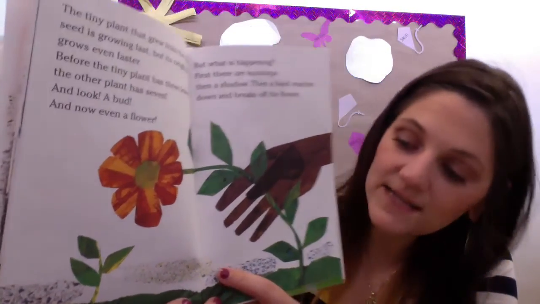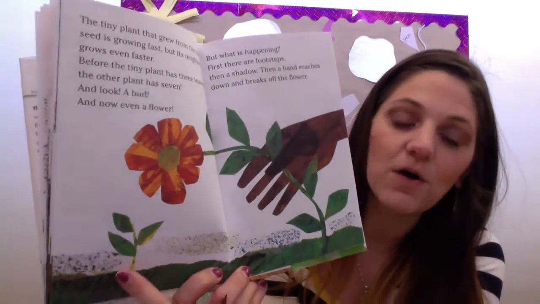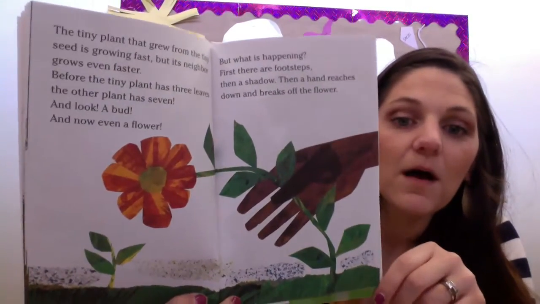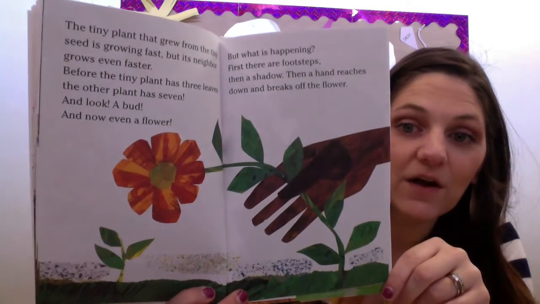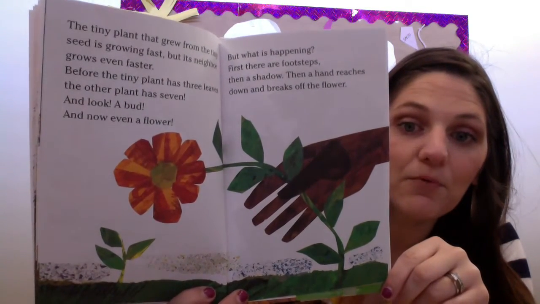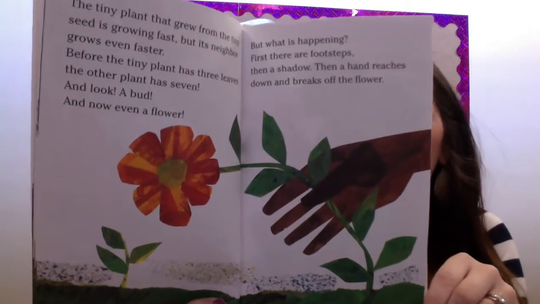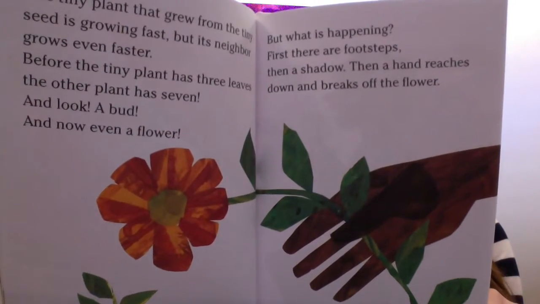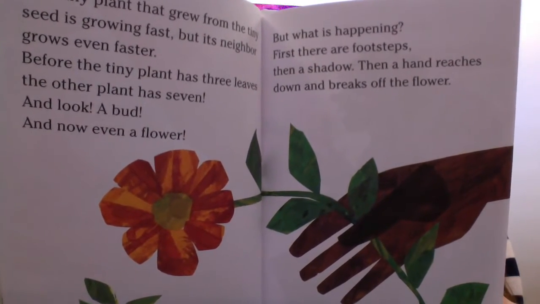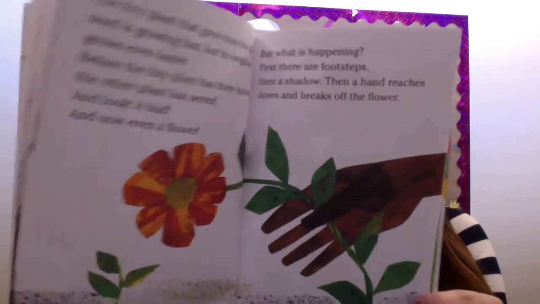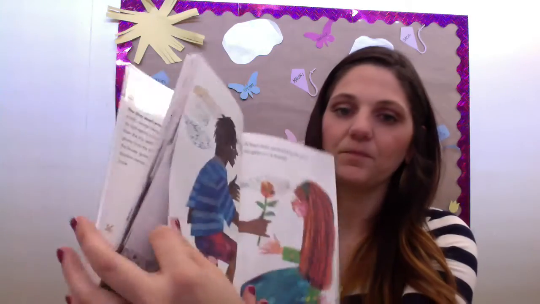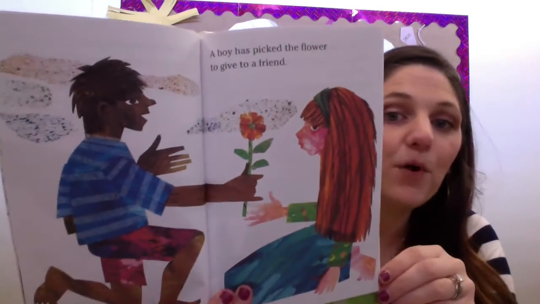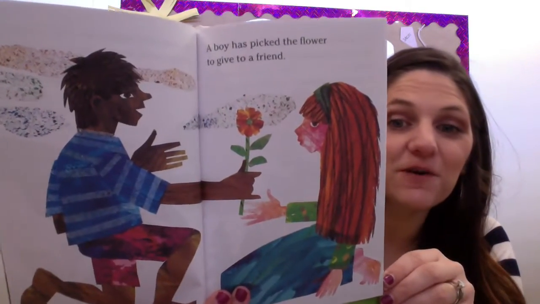So here's the tiny seed. It's still a small plant. But what is happening? First there are footsteps, then a shadow, then a hand reaches down and breaks off the flower. A boy has picked the flower to give to a friend.